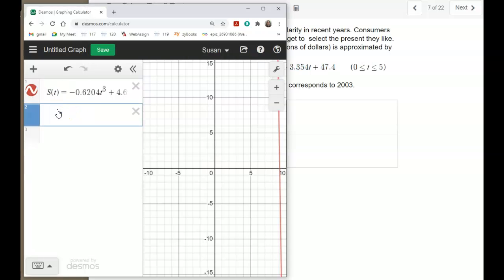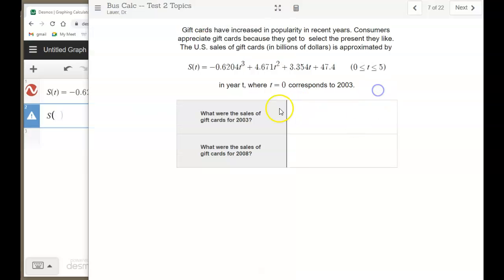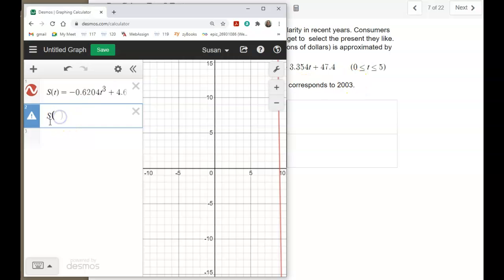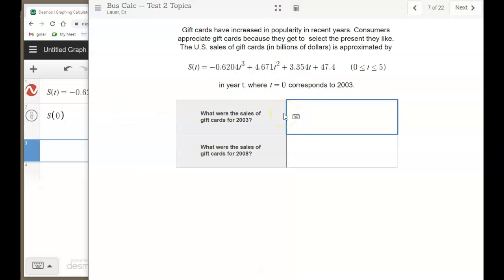We need S of 2003. Well, 0 corresponds to 2003, so I guess it'd be S of 0. I didn't really need to do S of 0. But I get 47.4. Notice there's a fraction button here. You wouldn't want this in fractions, but I type 47.4.